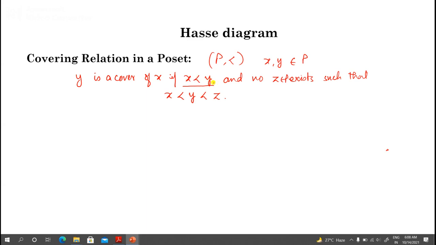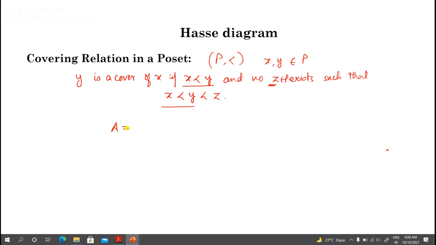And look, Y is a cover of X means no Z exists between these two, X and Y, such that X is in partial order relation with Y and Y is in partial order relation with Z. So no Z should be there which satisfies this condition. A number may be there between X and Y but it should not satisfy this condition. I will give you one example.